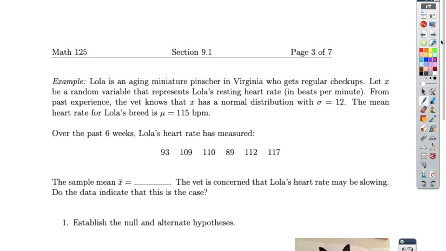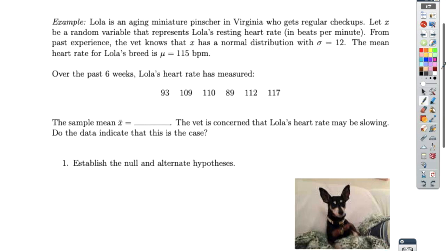So let's put this to work. Same problem from the warm-up. Lola is an aging miniature pinscher. Here she is. She's also sitting right next to me. Lola is an aging miniature pinscher in Virginia who gets regular checkups. Let x be a random variable that represents Lola's resting heart rate in beats per minute. From past experience, the vet knows that x has a normal distribution with sigma equals 12. Pretty friendly that they gave us sigma, but we'll deal with that in section 9.2. The mean heart rate for Lola's breed is mu equals 115 beats per minute.